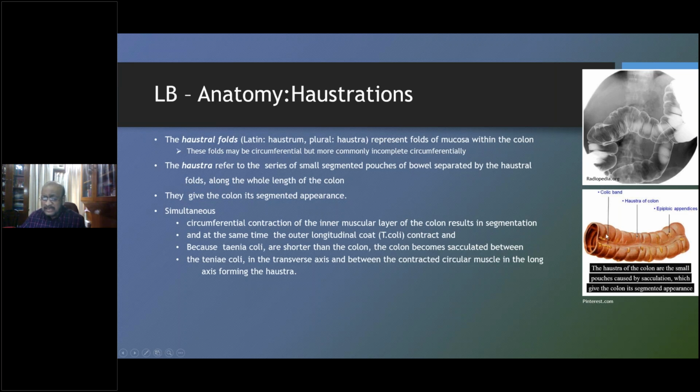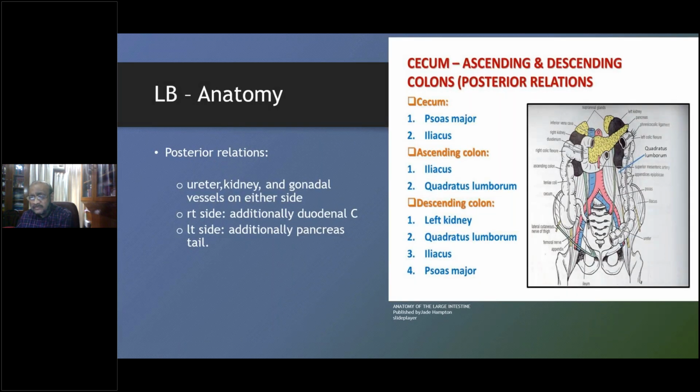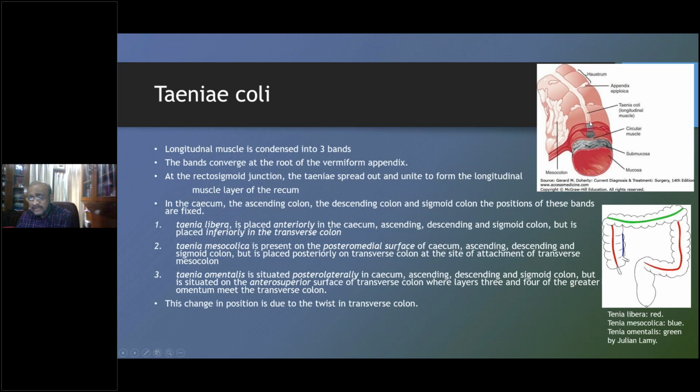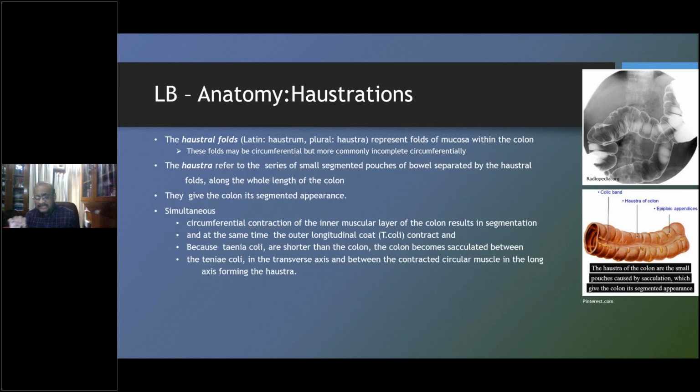Now, why are these haustra found at all? Why are they formed at all? Now, the reason is simple. We're talking about two kinds of muscles in the colon. And if you look at this figure, you'll find the two muscles: the inner circular muscle and the outer longitudinal muscle. Now, the outer longitudinal muscle has been condensed into three teniae. Now, the problem with the teniae is that their length is much less than the total length of the colon. So because of the discrepancy in length, whenever this muscle contracts, the colon is going to bunch up, and these would move laterally. That means the colon will be pushed out laterally in between.